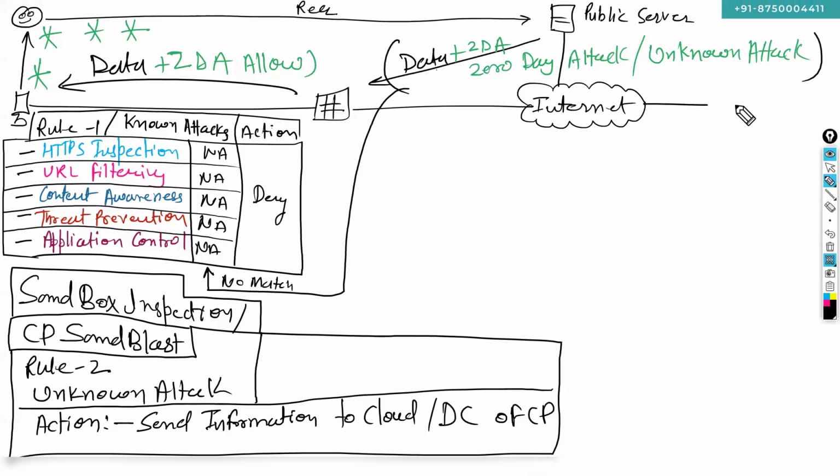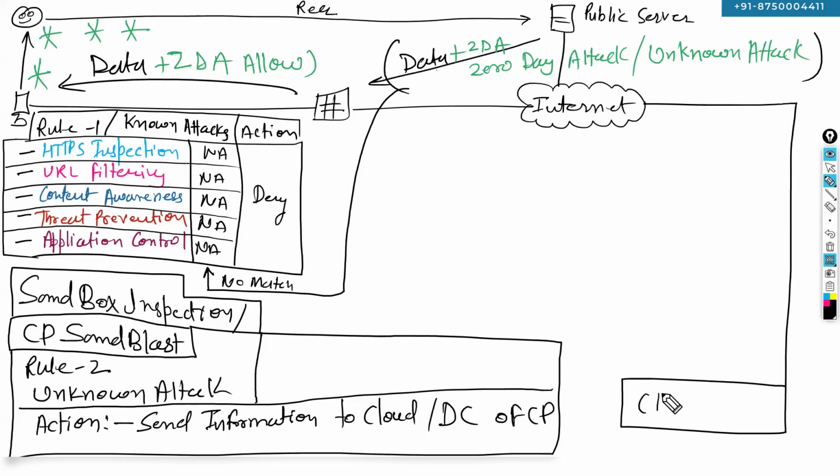Now somewhere on the internet we know that Checkpoint is connected, so this is your Checkpoint data center. Now this firewall will send this attack information. Now you will see the file or data is coming, it is not matching with our known signatures, so definitely it will match with our unknown attack. If it is matching with an unknown attack, what will be the action? The action will be that we have to send this file. So this is the file. What is the file?